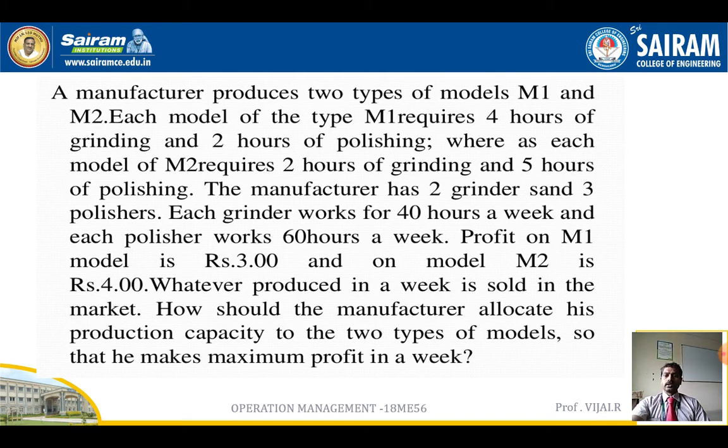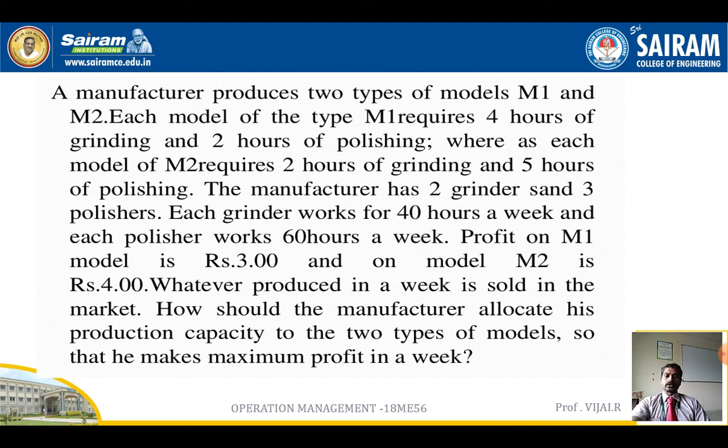In the problem, a manufacturer produces two types of models, M1 and M2. Each model of type M1 requires 4 hours of grinding and 2 hours of polishing, whereas model M2 requires 2 hours of grinding and 5 hours of polishing. The manufacturer has three grinders and three polishers. Each grinder works 40 hours a week and each polisher works 60 hours a week. Profit on model M1 is rupees 3 and on model M2 is rupees 4. Whatever is produced in a week is sold in the market.